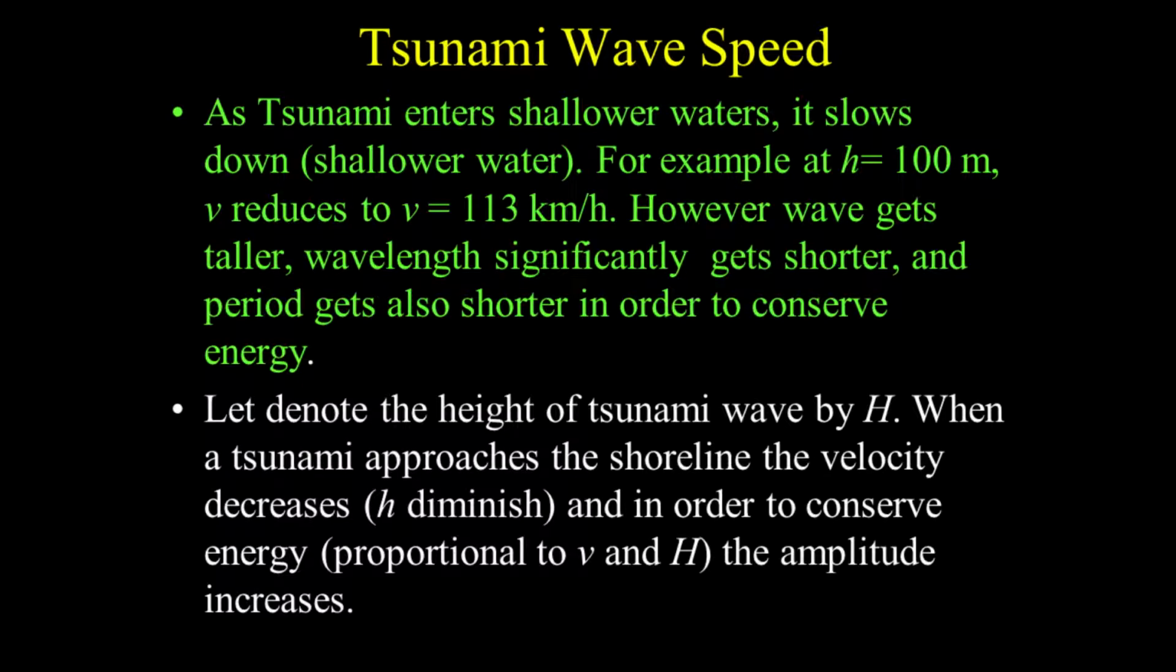As tsunamis enter shallower waters, they slow down. For example, at 100-meter water depth, the tsunami wave speed reduces to 113 kilometers per hour. However, the wave gets taller, the wavelength significantly gets shorter, and the period also gets shorter in order to conserve energy.